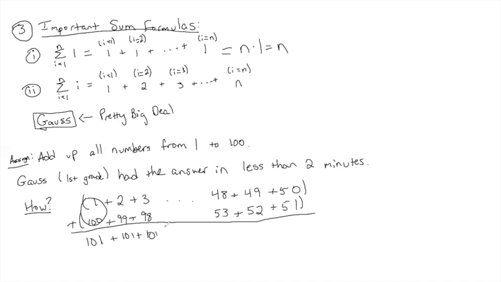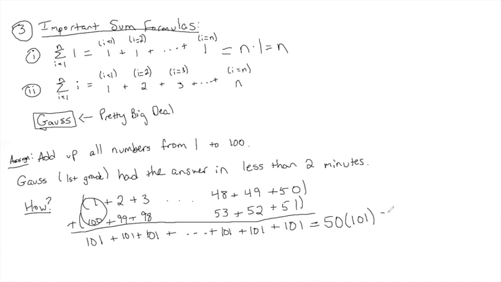I get another 101, 101, 101, 101. Okay, well, this is just 50 copies of 101: 1, 2, 3, dot, dot, dot, 48, 49, and 50. Okay, so this is 50 times 101.